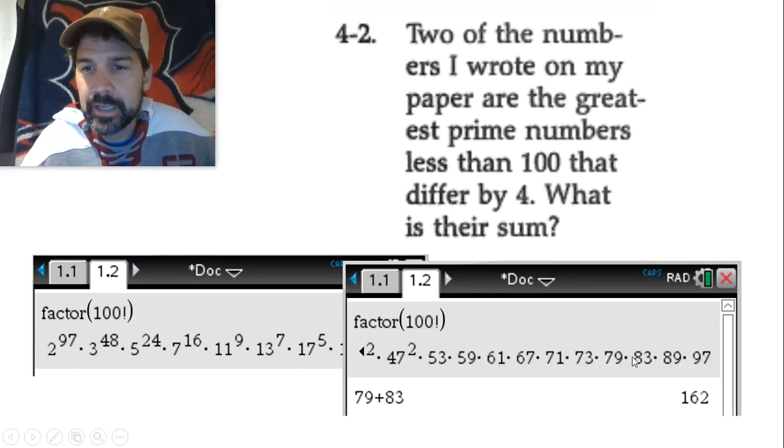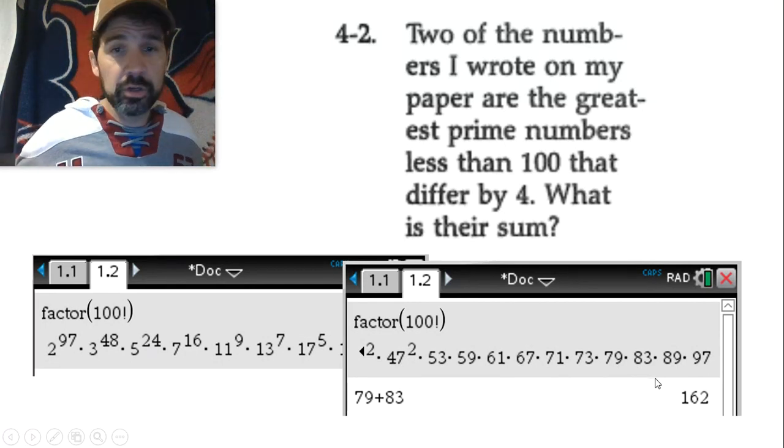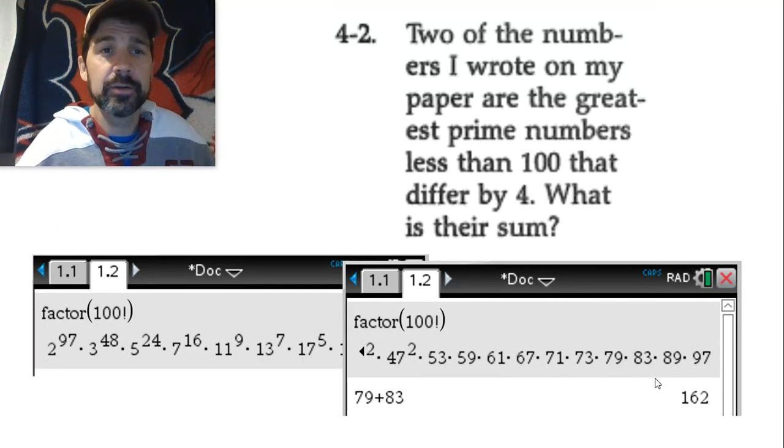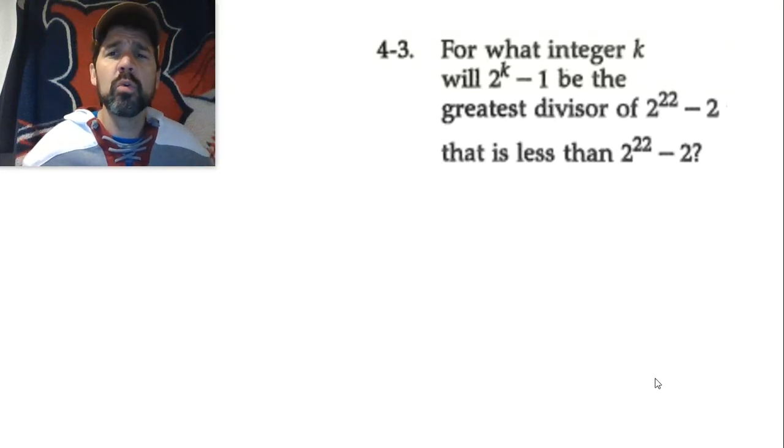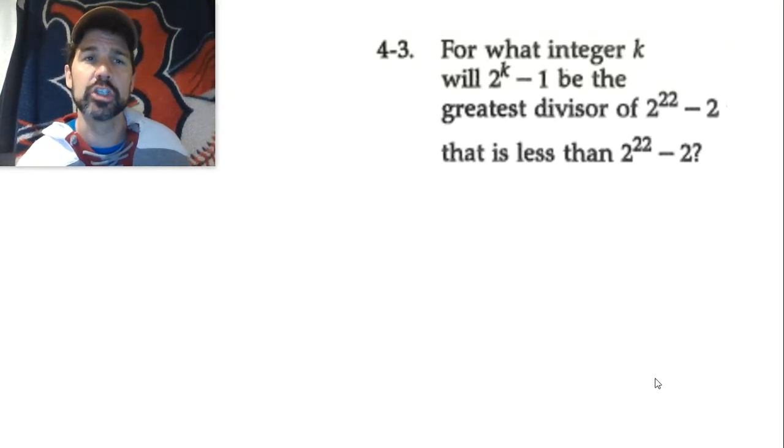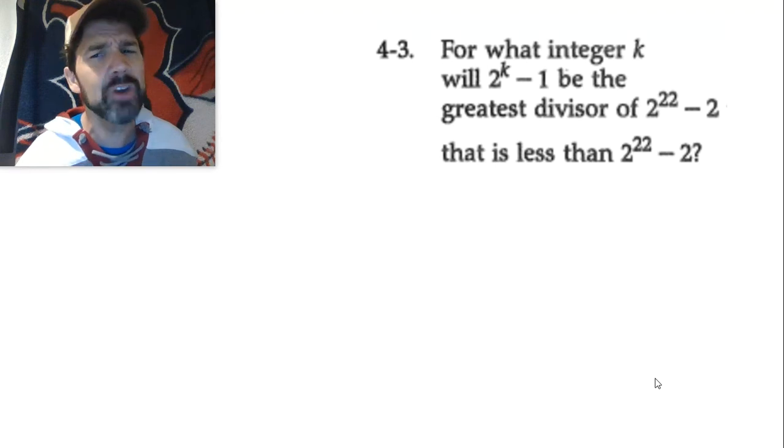But over here at the end, you will see that the largest ones that are off by exactly 4 are 79 and 83. Those are the 2 you're looking for. 162. Answer. Next one.